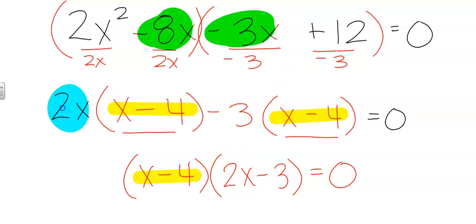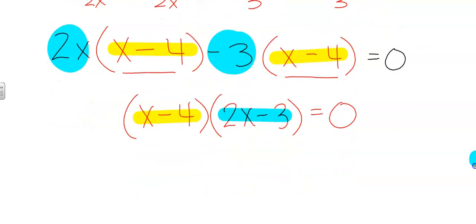Then I took the GCF of 2x and the GCF of negative 3 and I brought it together to get 2x minus 3. Now I end up having the same factors. Our next step from here would be to go and set each factor equal to 0 and solve for x. We would get the same answers as we did before.